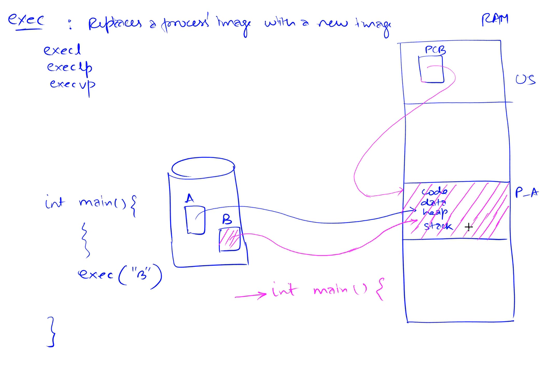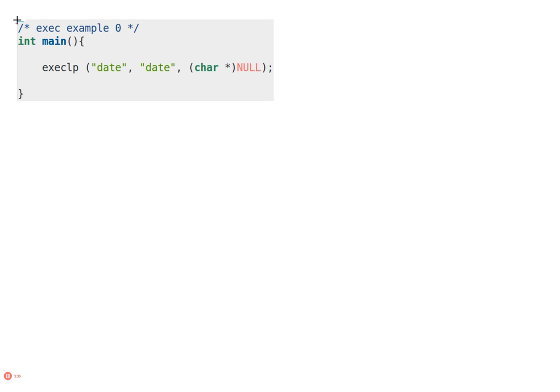So let's take a look at how these work with a couple of simple examples. Here's our first example. We have a very simple program here, and we're using this version of exec, which is execlp, which allows us to specify the program that we want to run just as a file name. So this is just the file name.